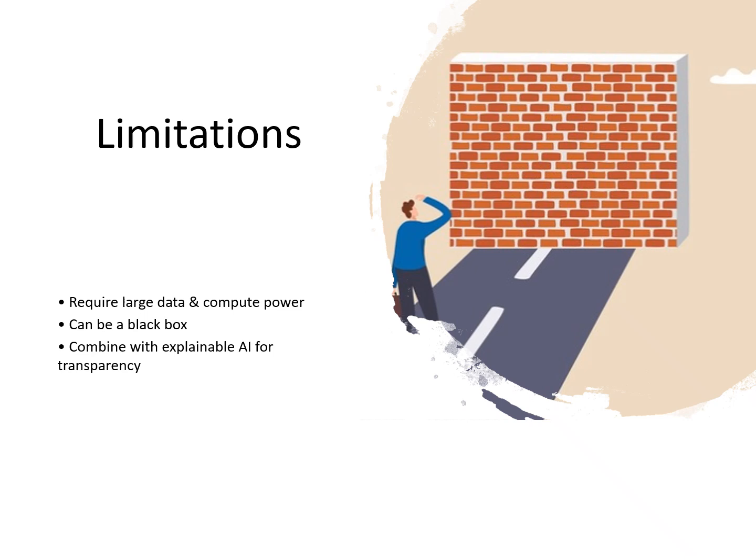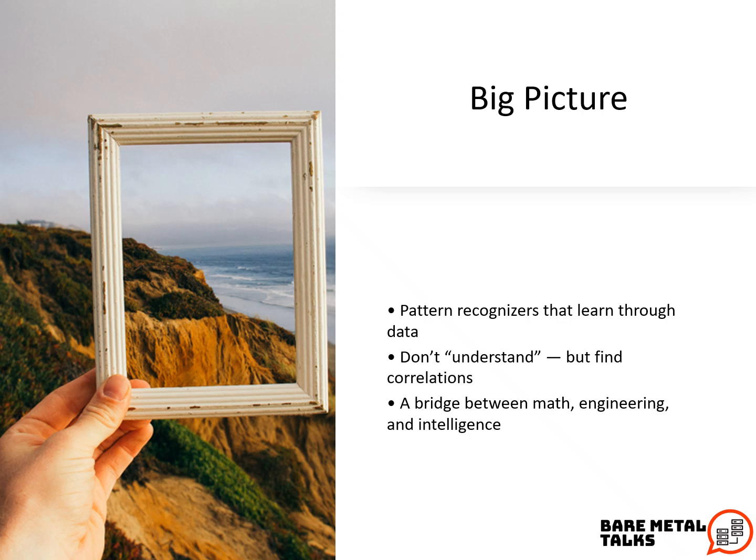The big picture. If we zoom out, a neural network is simply a pattern recognizer. It takes in data, processes it through layers of weighted connections, and tunes itself until predictions become accurate. It doesn't truly understand the world, but it learns patterns and correlations that humans might miss.